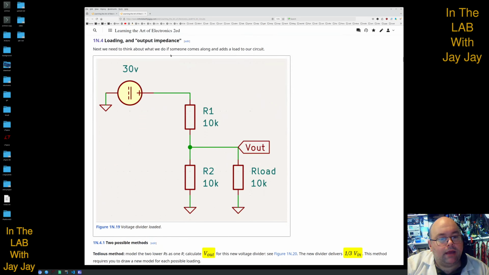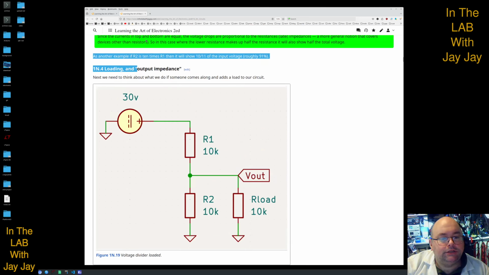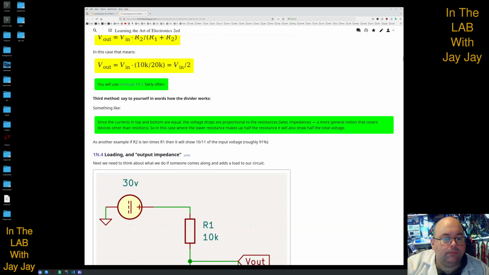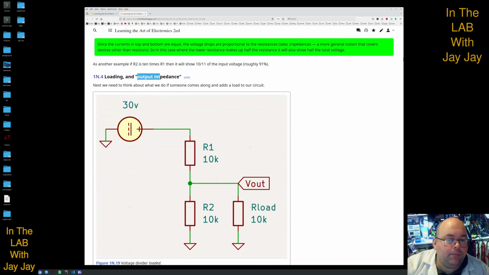So now we're going to talk about loading and output impedance. We're going to get to it in just a minute, but I'll tell you straight away that output impedance of this part of the circuit and the Thevenin resistance are the same thing, at least for DC that we're dealing with at the moment. But we'll get to that in just a second.